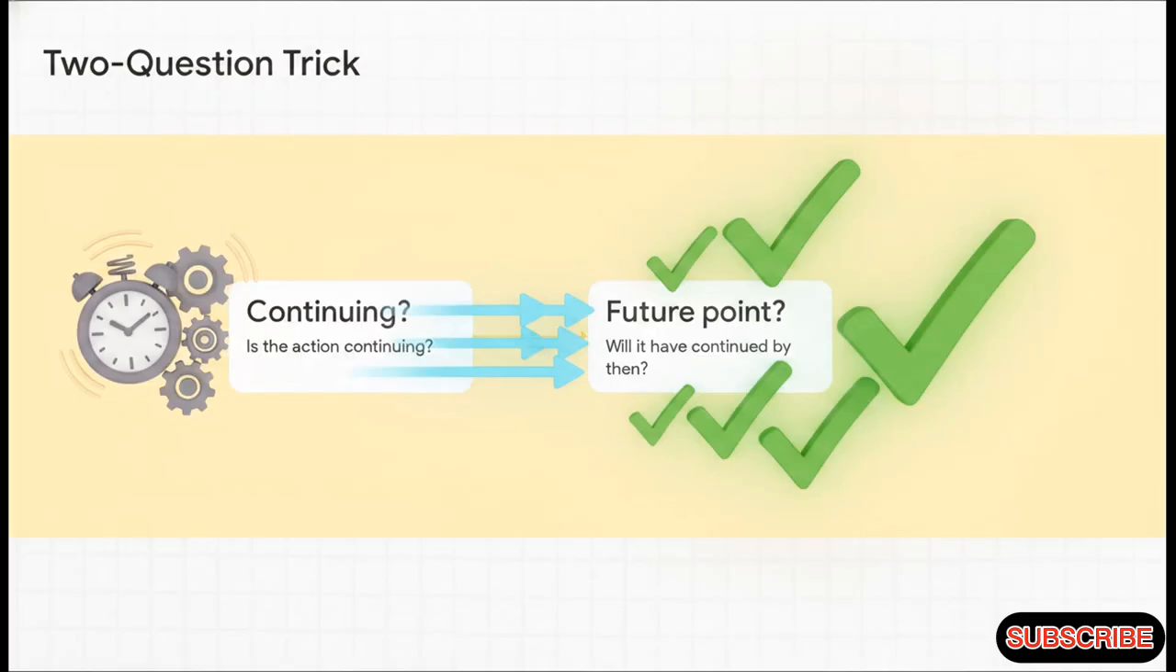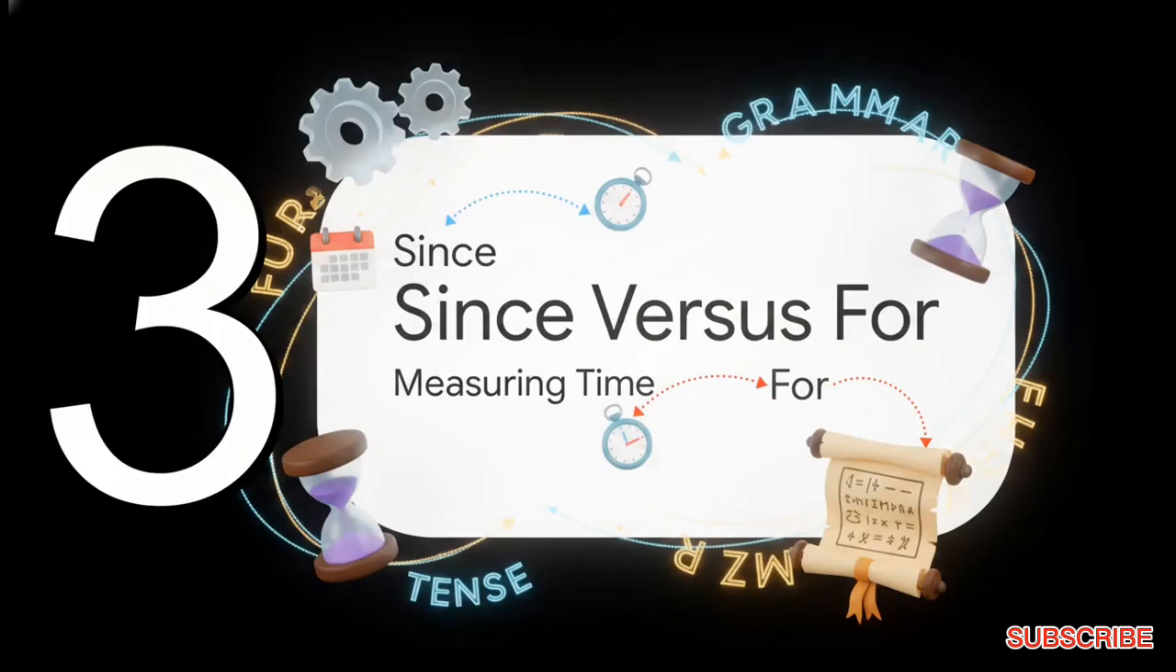Now, if you're ever sitting there unsure if you should actually use this tense, I've got a super simple 2-question trick for you. Step 1, ask yourself, is the action continuing? Step 2, will it have continued for a period of time by a future point? If you can confidently answer yes to both of these questions, well, you instantly know you need the future perfect continuous tense. Up next is section 3, since versus for.